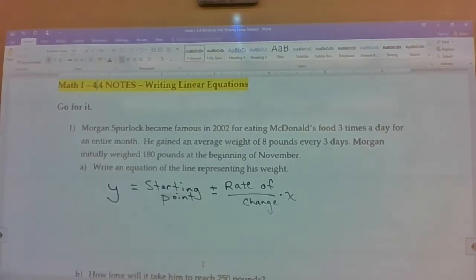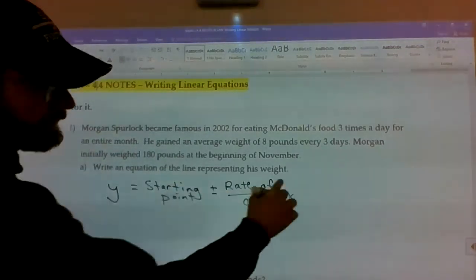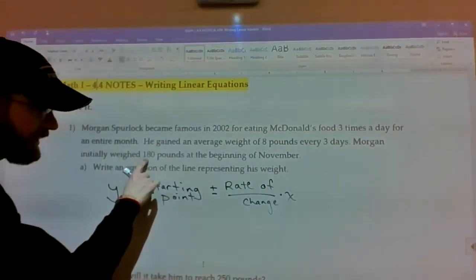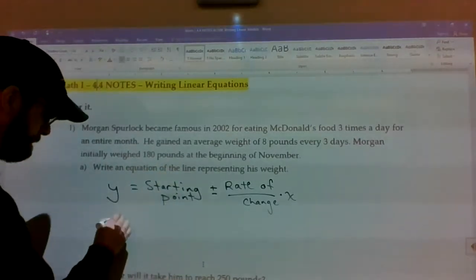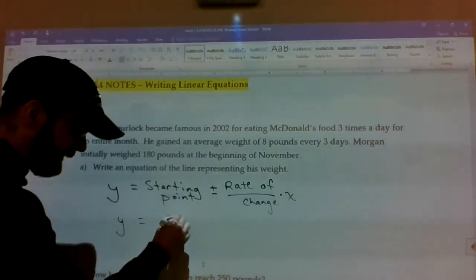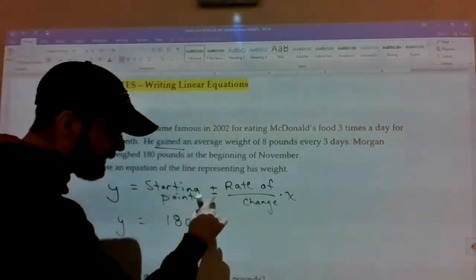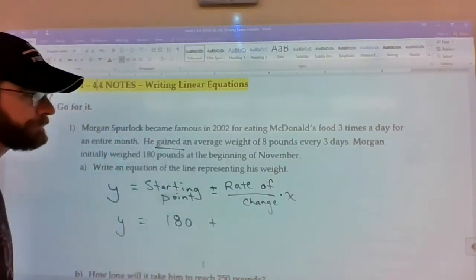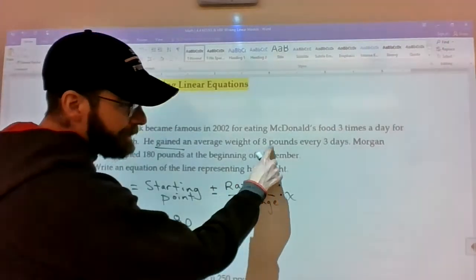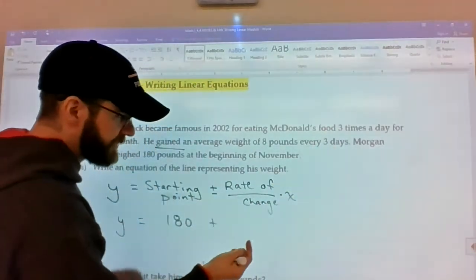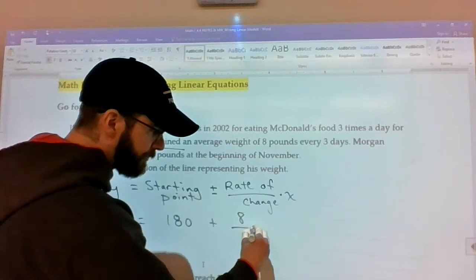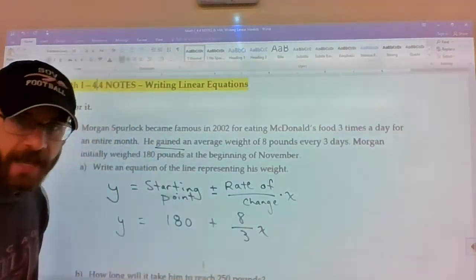So, our starting point would be the fact that he initially weighed 180 pounds at the beginning. So y is equal to 180. He's gaining weight, so you're going to pick the plus here for adding. And then when you see 8 pounds every 3 days, you would put 8 over 3 and multiply that times x.